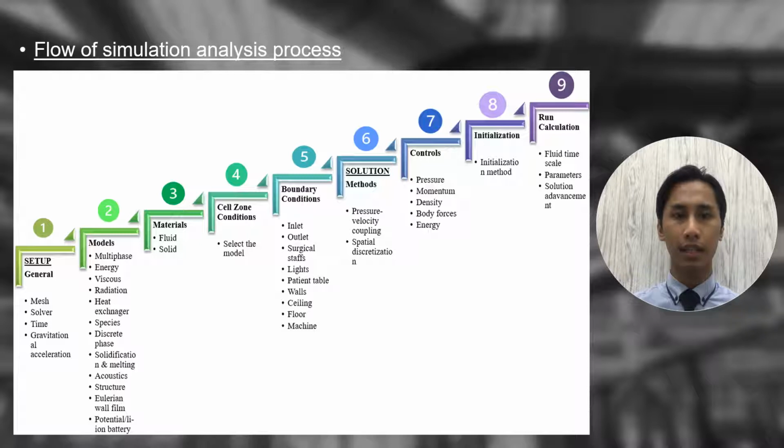Select the coupled scheme for pressure coupling. For discretization, select least squares cell based, second order, and second order upwind for both momentum and energy. Next, select pseudo transient and warped face gradient correction, which is controlled under default relaxation factor values. Lastly, use hybrid initialization to cut the simulation time and run the analysis under default pseudo transient setting parameters.